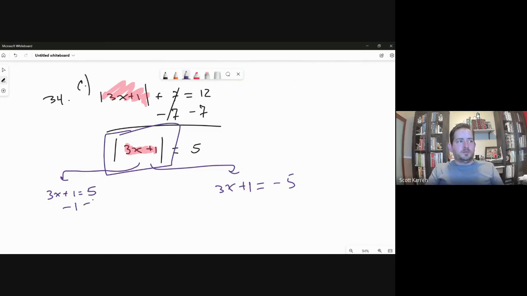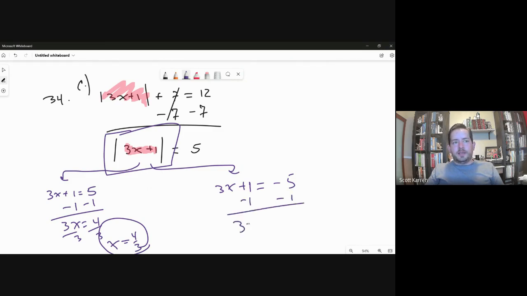So if I subtract 1 on the left equation, that gives me 3x equals 4. Divide each side by 3, and I have x equals 4/3. That's one of my solutions. And on the right one, if I subtract 1, I get 3x equals negative 6. And, excuse me, sorry, divide both sides by 3, and that leads me to x equals negative 2. And those are my two solutions.